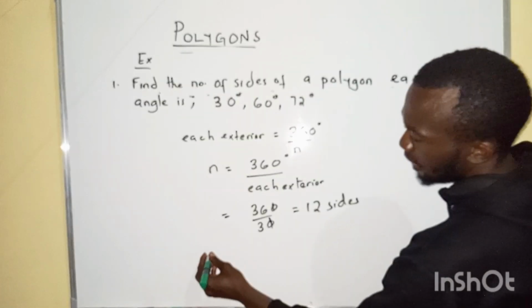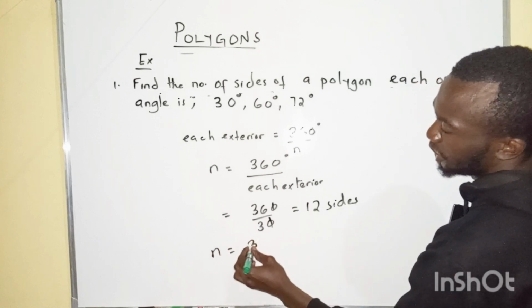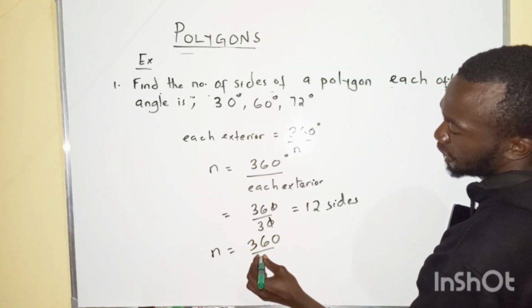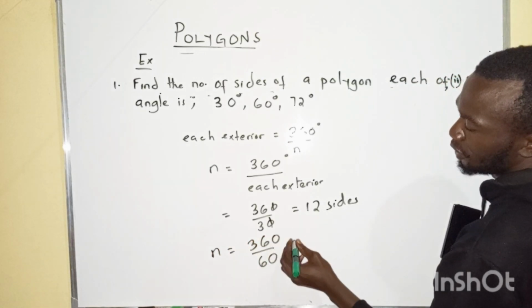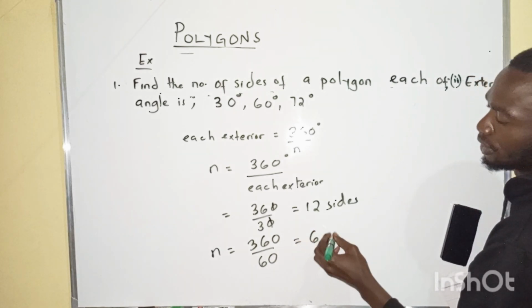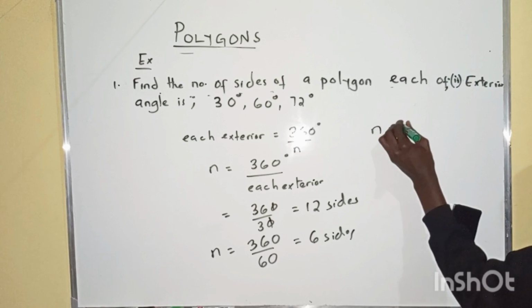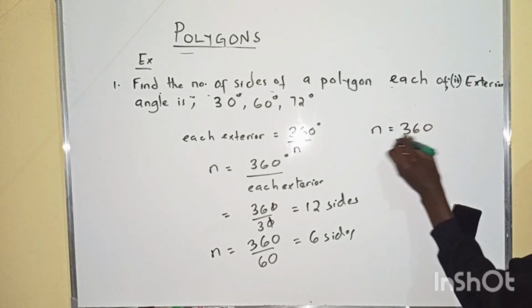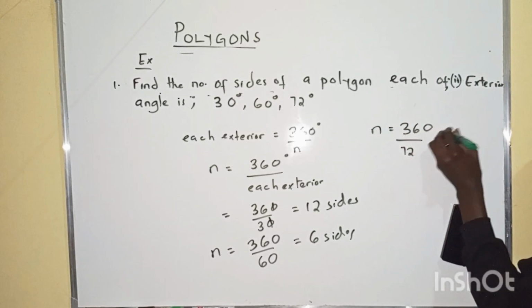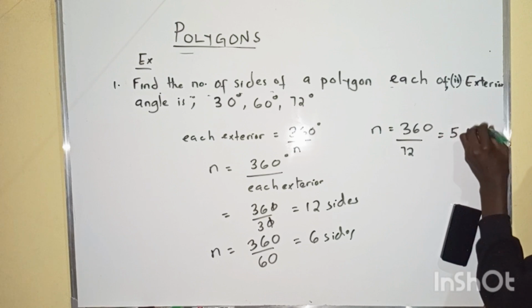The second one, n is equal to 360 over 60. This one gives you 6 sides. And the third one is n equals 360 over 72. This one gives you 5 sides.